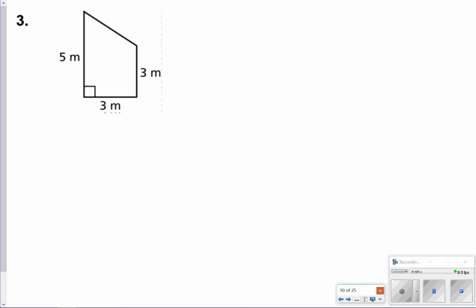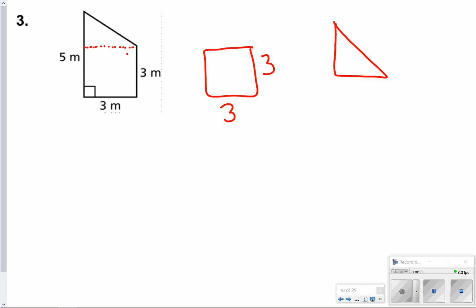Number 3 is a little bit different. It almost could be a composite figure, so what I did for this one is just kind of cut it right here so you can see that there are two figures. This first one down here is a square and is 3 by 3, and the other one that you're seeing is a triangle. That one is going to be 3 by 2, because you notice this whole entire side is supposed to be 5, and this part right here is 3, so the leftover will be 2 for the triangle.